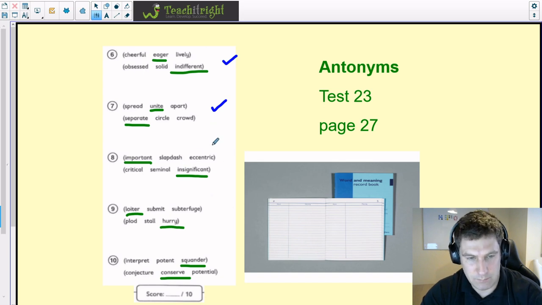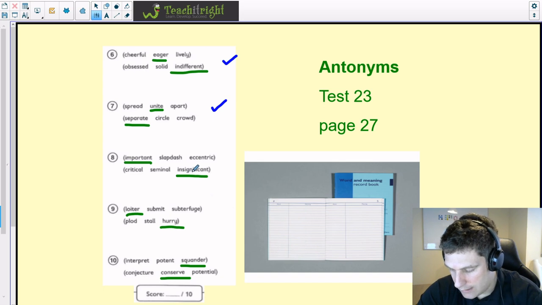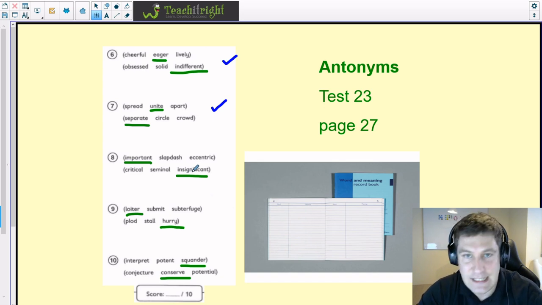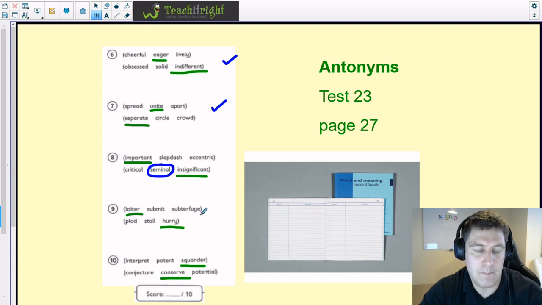Slapdash is when you do something quickly without much thought. Eccentric, it's kind of unusual. Seminal, which you may not have heard before, is strongly influencing later developments. Seminal, that's a new word. It was actually a bit of a new word to me, actually, seminal. So I'm going to circle that one.